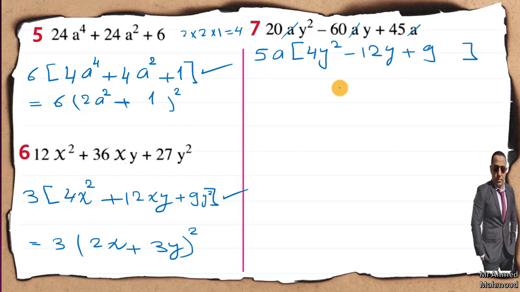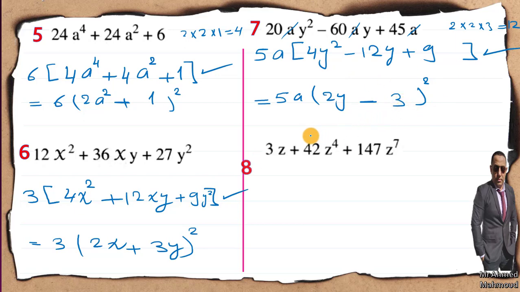Okay, here 4 its root is 2, 9 its root is 3, so it is 2 times 2 times 3 equals 12. So this is a perfect square trinomial. It equals 5a, open a bracket, all to the power of 2, drop down the middle sign, root of 4y to the power of 2, which is 2y to the power of 1, and root of 9 equals 3.